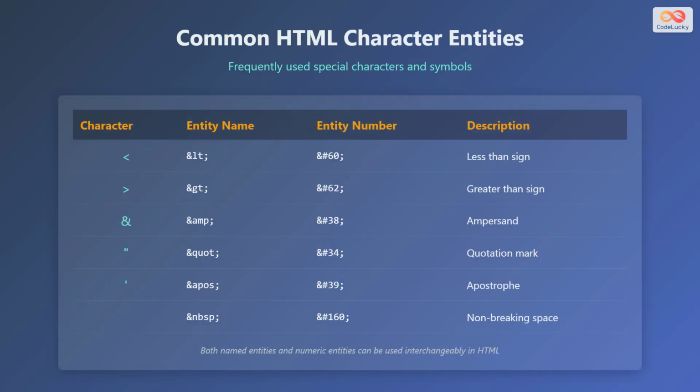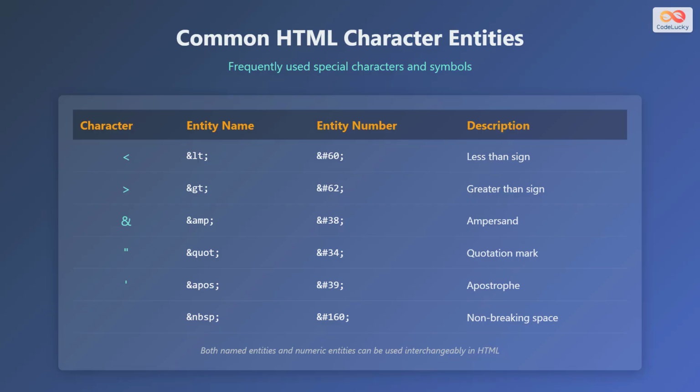Here are some frequently used special characters and symbols. The less than sign with entity name &lt; and entity number &#60; is the less than sign. The greater than sign with entity name &gt; and entity number &#62; is the greater than sign. The ampersand with entity name &amp; and entity number &#38; represents the ampersand.